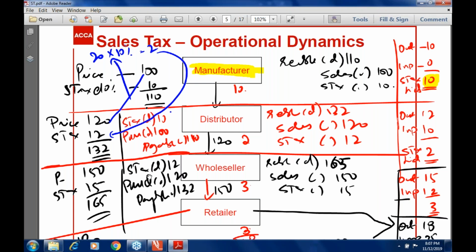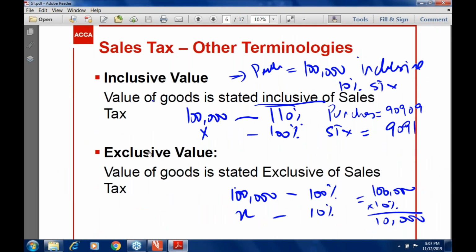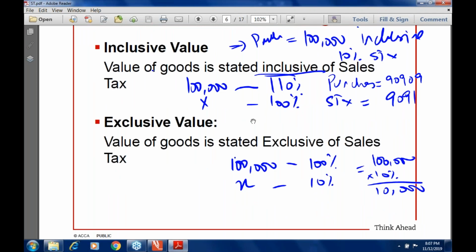The next thing we did was talk about other terminologies, and that was the intrinsic value, the inclusive value and the exclusive value. Whenever we have a question where it says the inclusive value of sales tax, what does the inclusive value mean? It means that the sales tax is included. And when we talk about the exclusive value, it means the sales tax is excluded.